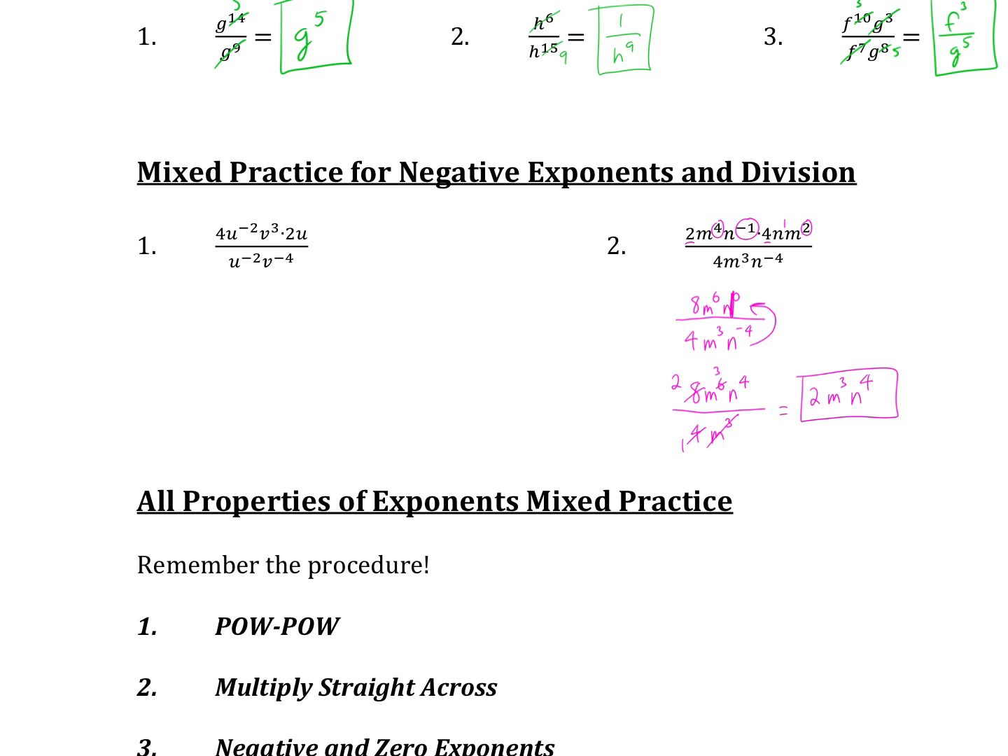We went through a hard example here. These are the hardest things you're going to see for this section, but it's a lot of moving parts here. Do the best you can.